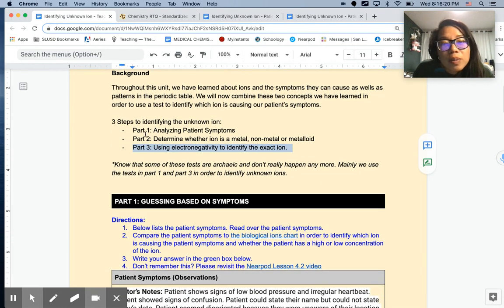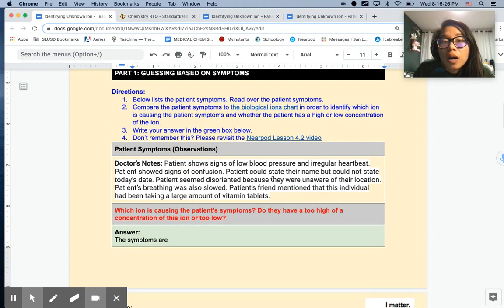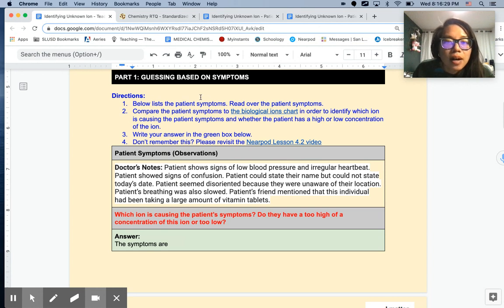Let's start with part 1, where we analyze our patient's symptoms. If you recall in previous performance tasks, for each part, all the directions are in blue, the questions you have to answer are in red, and you type in your answer in the box that's highlighted in green. For each of these, if you don't remember these lessons, I've also linked the Nearpod lesson video for you to revisit these lessons that will also help you solve. So, starting with part 1, analyzing the patient's symptoms.